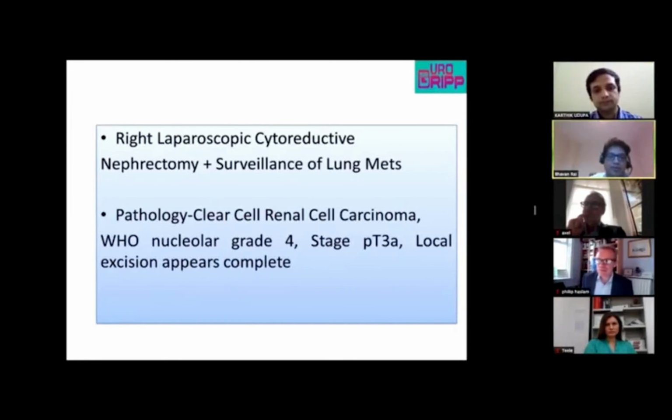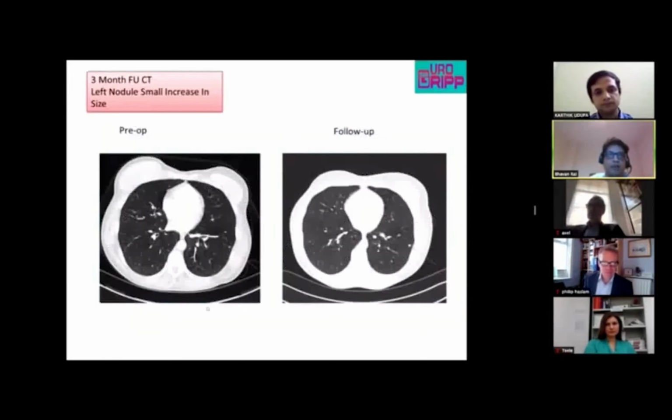I'm glad to say that you all agree with exactly what we did. So we did do a cytoreductive nephrectomy. There was a lot of pathology on the specimens, and we chose to monitor the lung nodules. A few months later, the nodules increased in size, but it was a very small increase. What would you do at this stage?